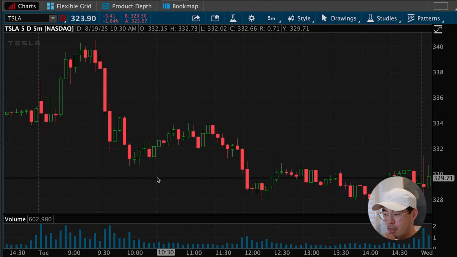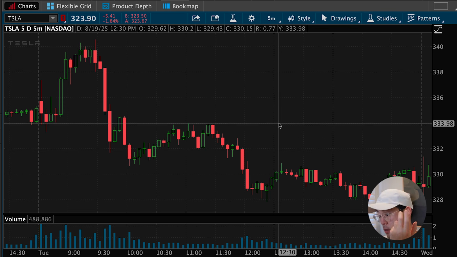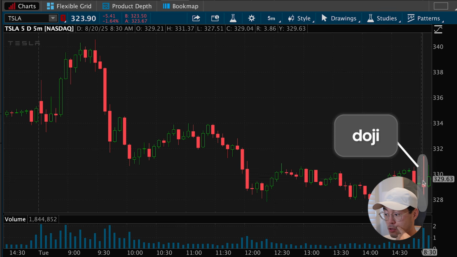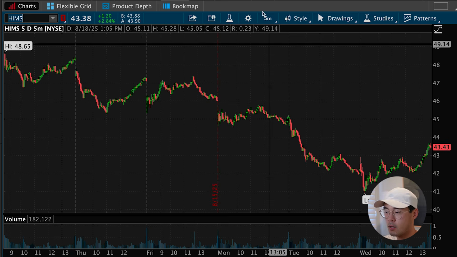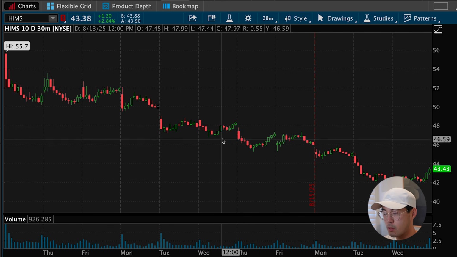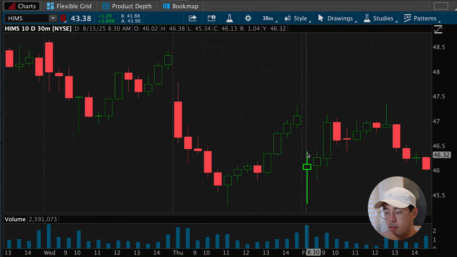There's a doji. Here, maybe a bullish engulfing here. There's a really large doji right here where my cursor is. That's pretty impressive. This is a bearish engulfing right here. Instead of 5 minutes, let's do a 30-minute. And we'll zoom in maybe on a couple of 30-minute candles.